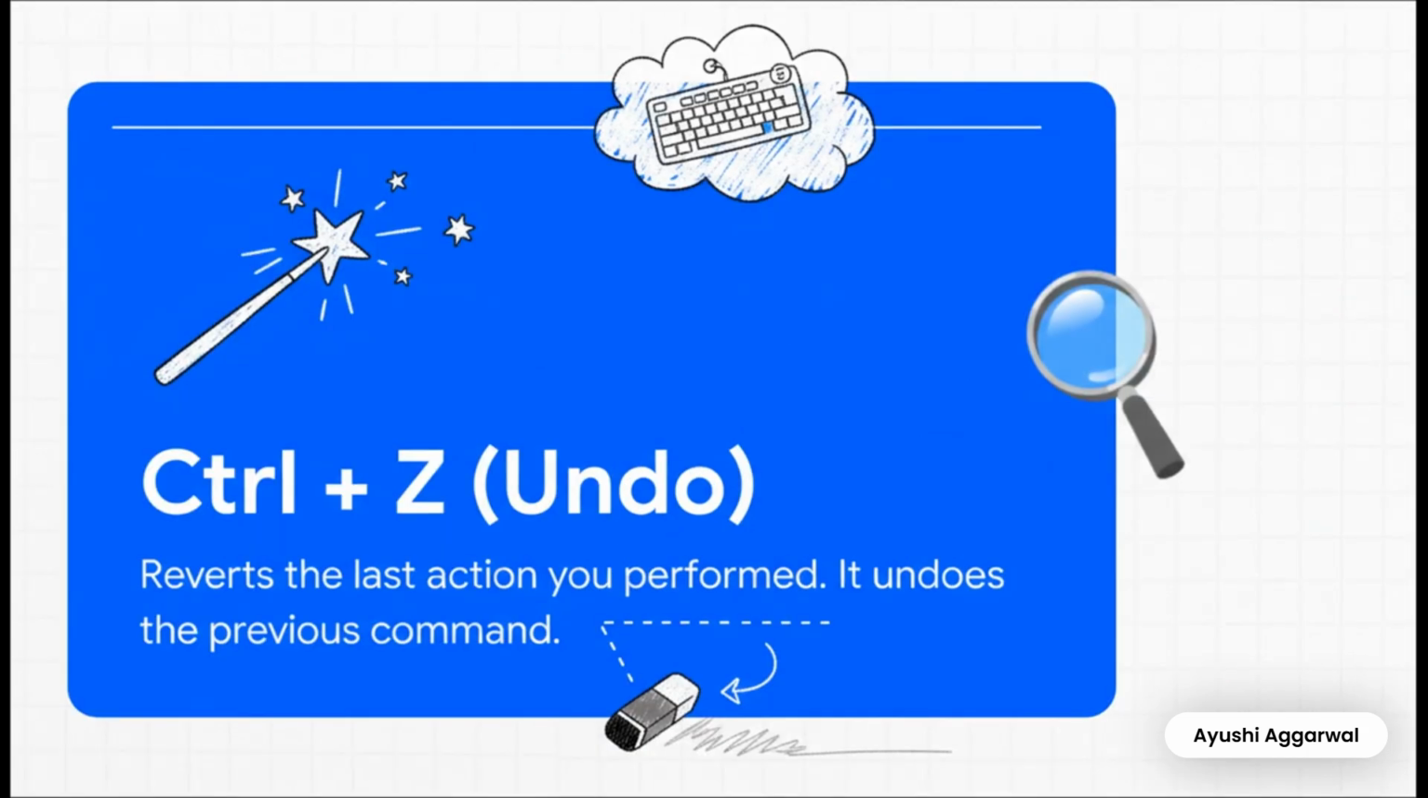And now for my absolute favorite, the magic button, Ctrl Z for undo. This one is a total lifesaver. Seriously, if you accidentally delete a whole paragraph or make a huge mistake, don't panic. Just hit Ctrl Z and it's like it never even happened. It's your personal time machine for your computer.